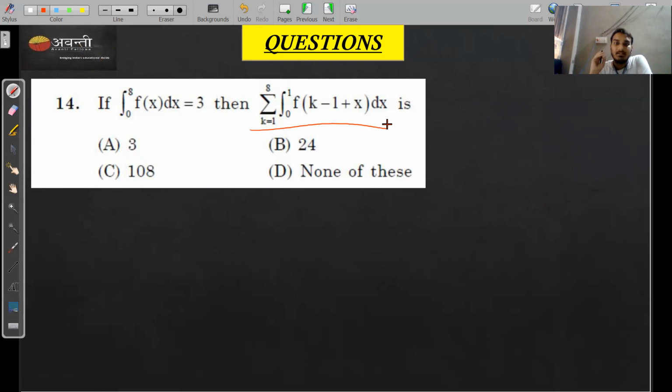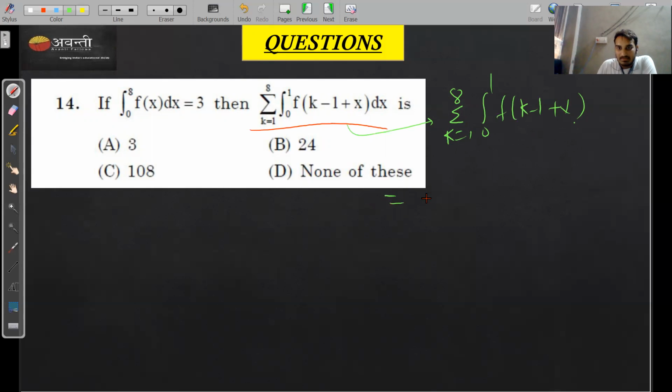First of all, consider this summation. Okay, so this summation is what? Summation k from 1 to 8 of integration 0 to 1 f of k minus 1 plus x, it is given, right?